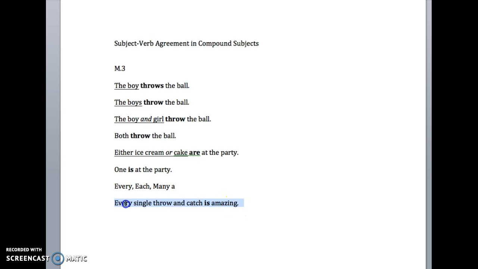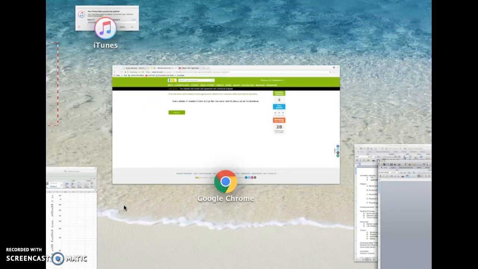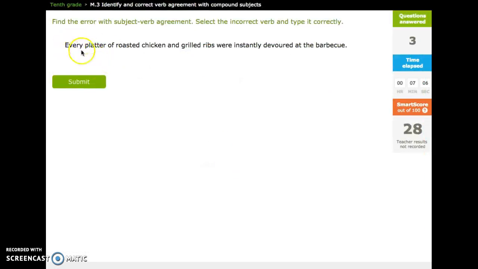Okay, and we can take that same principle and use these other words the same way. Each throw and catch is amazing. Many a throw and catch is amazing. This is kind of old school. I don't know anybody who still says this, but it follows the same principle. Even though it has and, when we have many, each, or every, we know it's singular. And that actually makes a lot of sense in this example. Every platter were instantly devoured? No, every platter was instantly devoured. Okay.